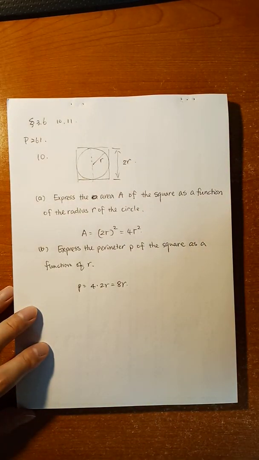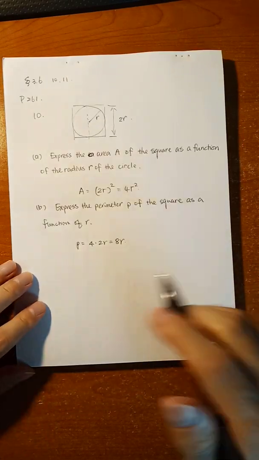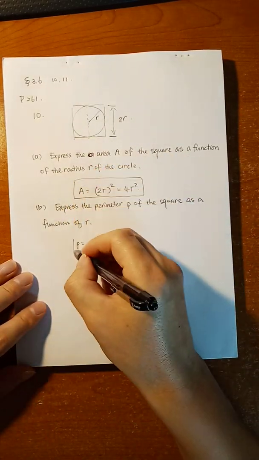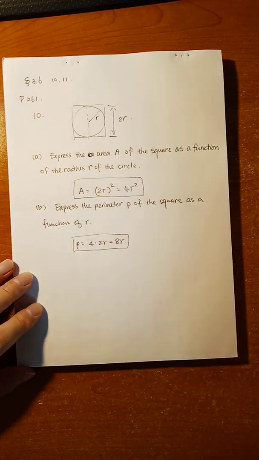Let me make sure this is the question the student asked. Yes, question 10, 11 from section 3.6. Okay, that's correct. This is question 10. So the answer will be area is 4r squared. Perimeter is 8r.